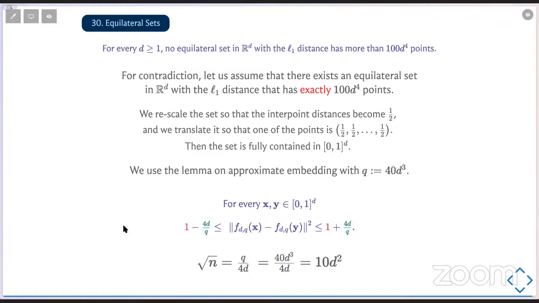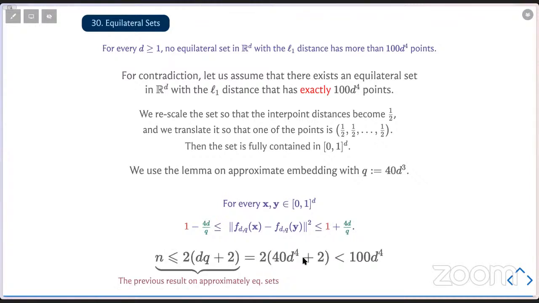But on the other hand, we can also plug in our first proposition, which said that, look, this is an approximately equilateral set with respect to the Euclidean norm, and therefore you cannot pack in more than 2 times dimension plus 2 many points in here. And the dimension we're working with here is dq. So what does that become? Q is 40d cubed. So that's 40d to the 4 plus 2. So that's 80d to the 4 plus 4. Certainly going to fall short of 100d to the 4. So that's the contradiction.